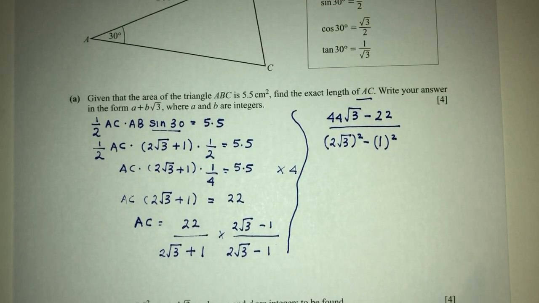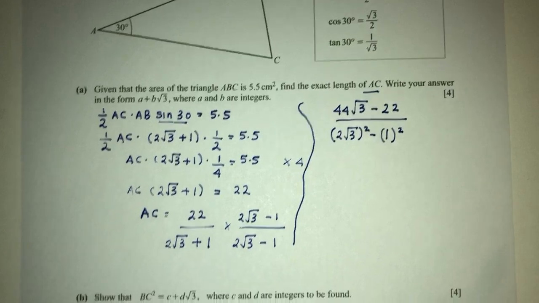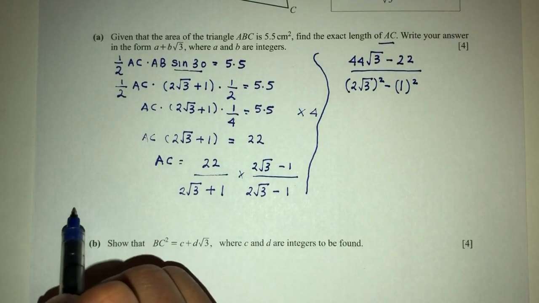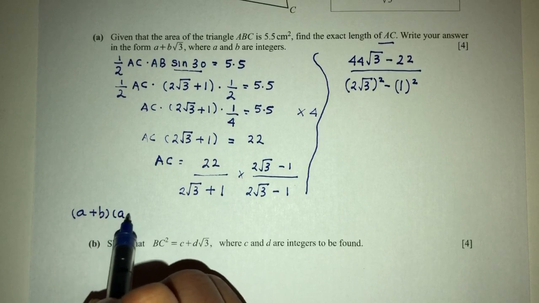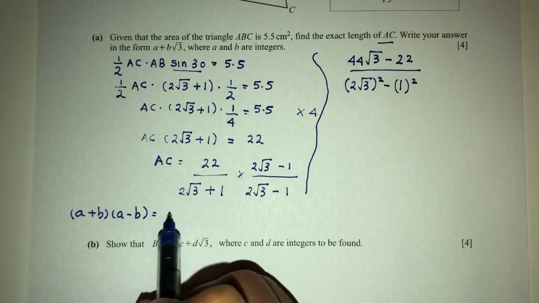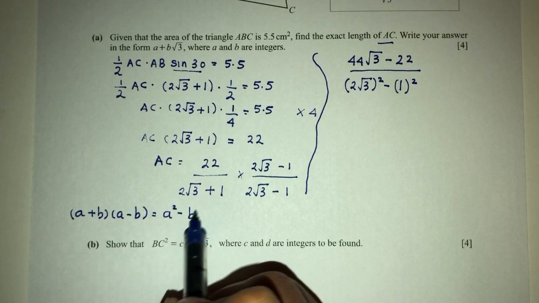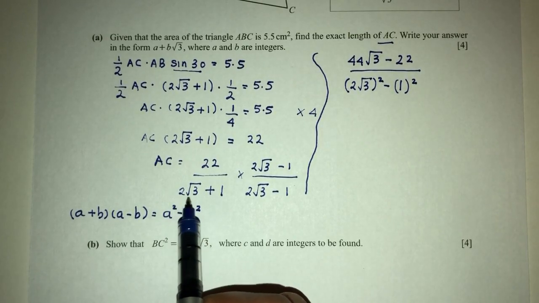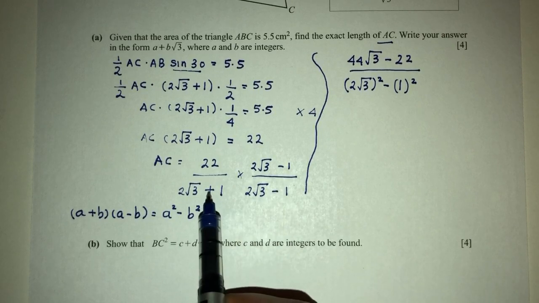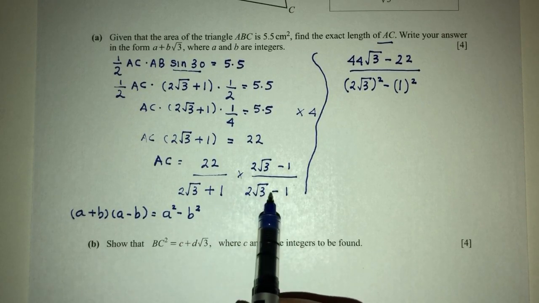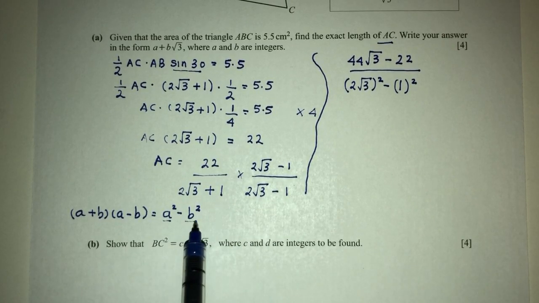This is something we don't have to know, but it's good to know, okay? For example, if you have a plus b times a minus b, that will give you a squared minus b squared. So here, since we have the same values, let's say this is a, this is b, so a plus b, a minus b should give you something like this.